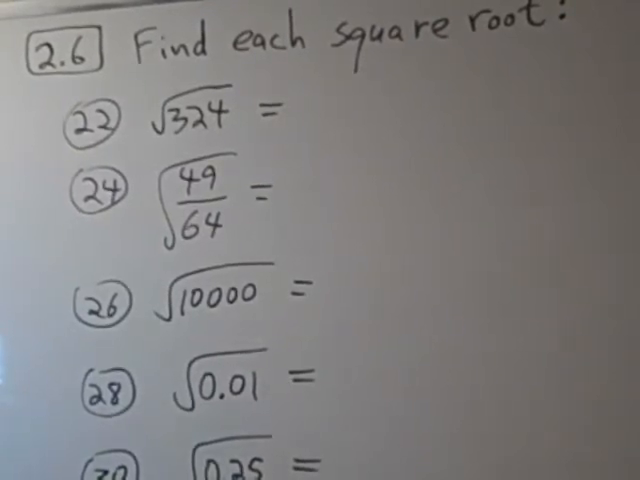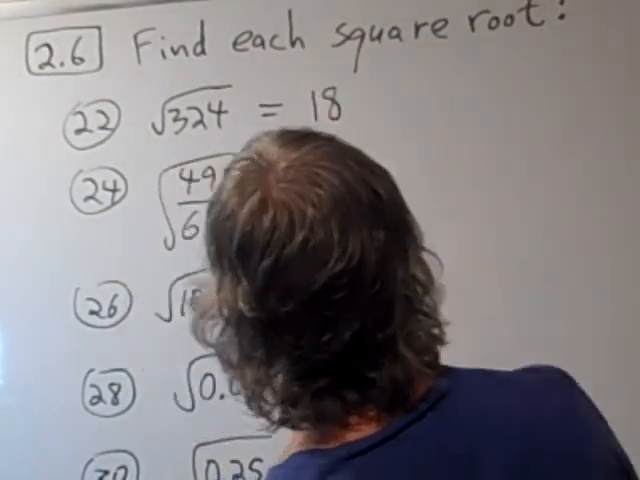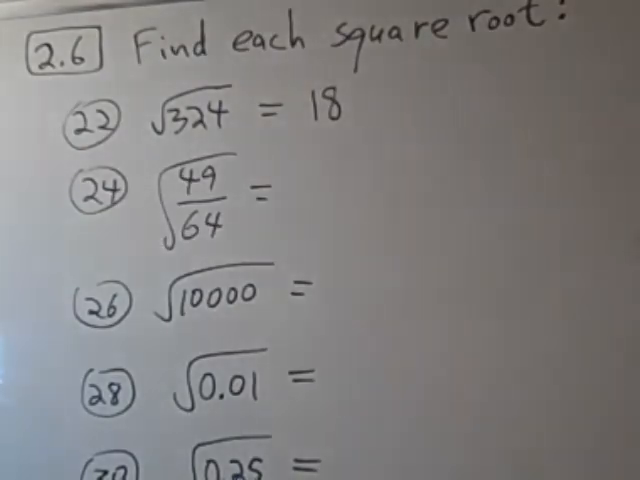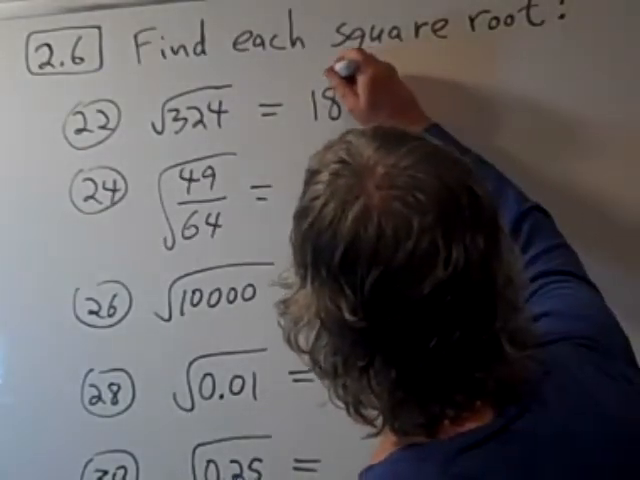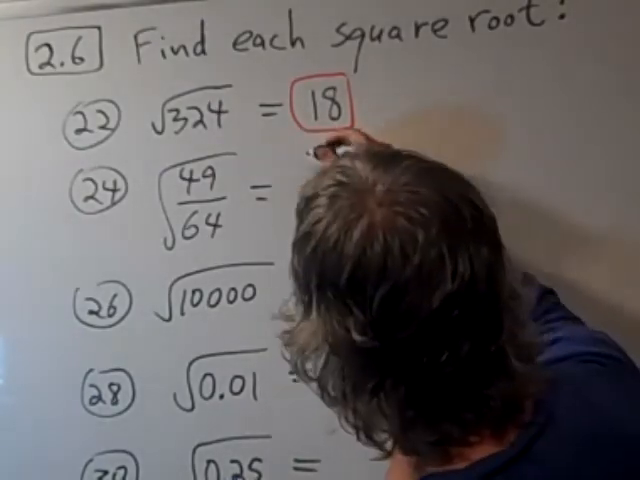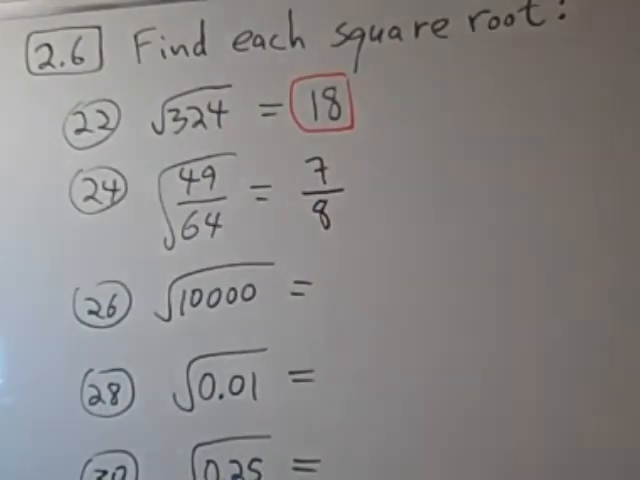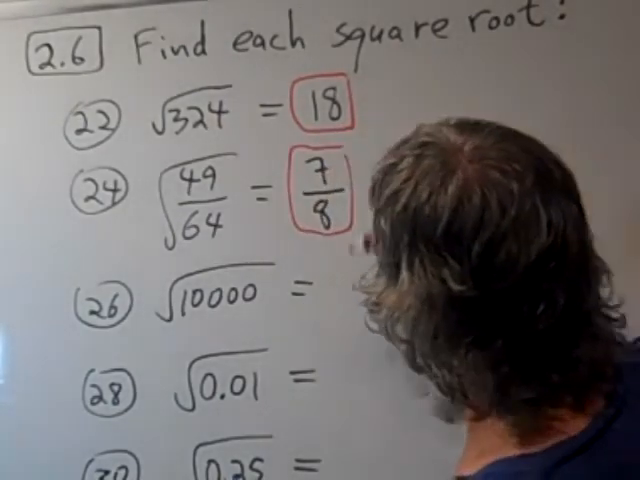The square root of 324 is equal to 18, because 18 squared, 18 times 18, is 324. The square root of 49 is 7, and the square root of 64 is 8. So the square root of 49/64ths is 7/8.